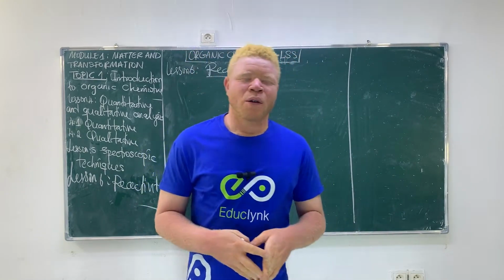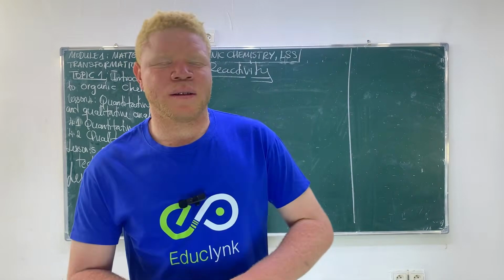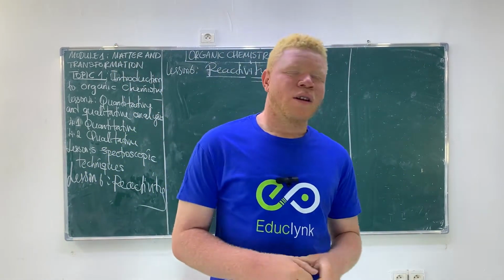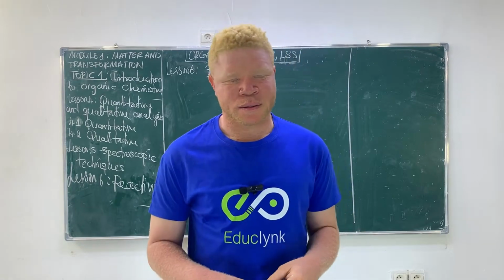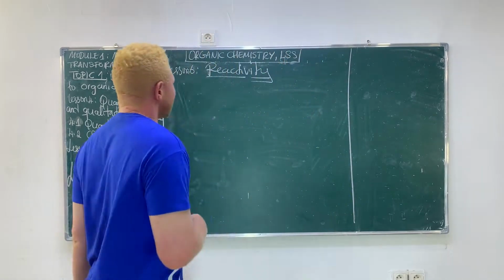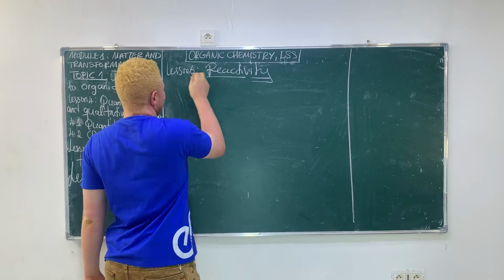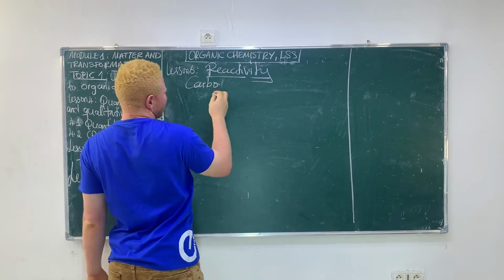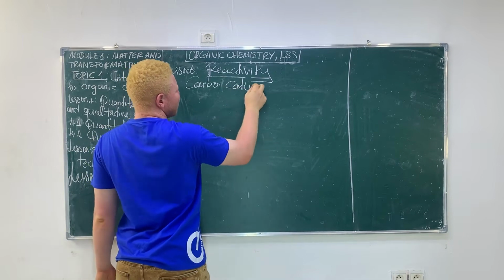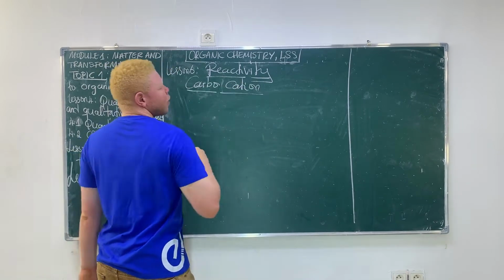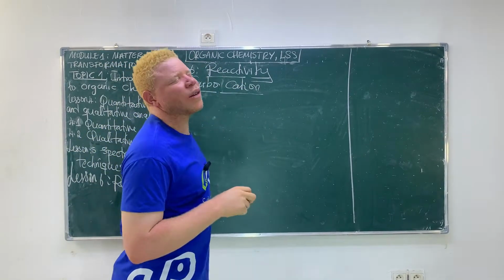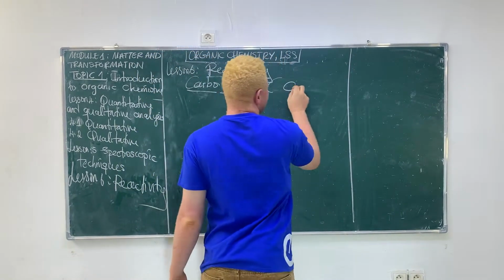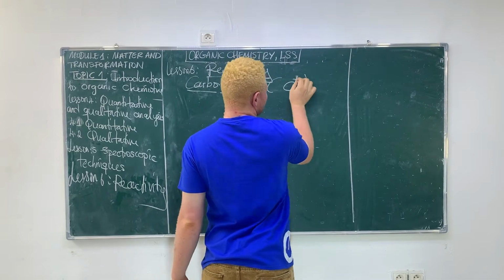So, what, first of all, is a carbocation? What is a carbanion? What is a free radical? A carbocation is simply a positively charged carbon. So we can denote a carbocation as C plus.